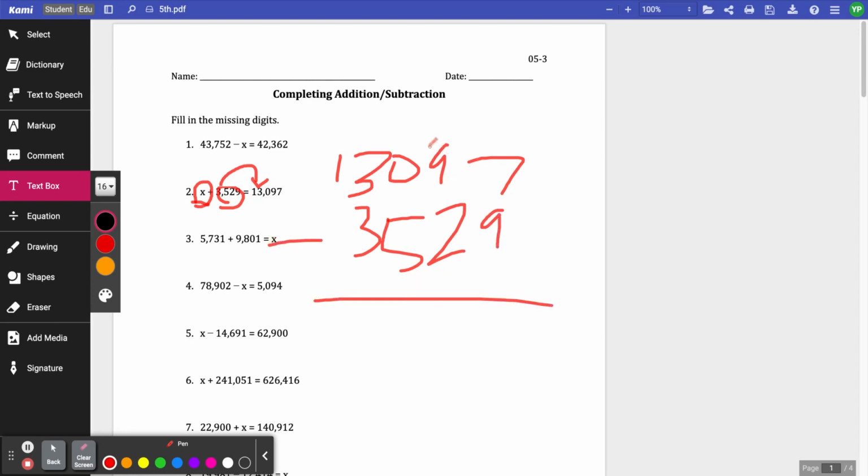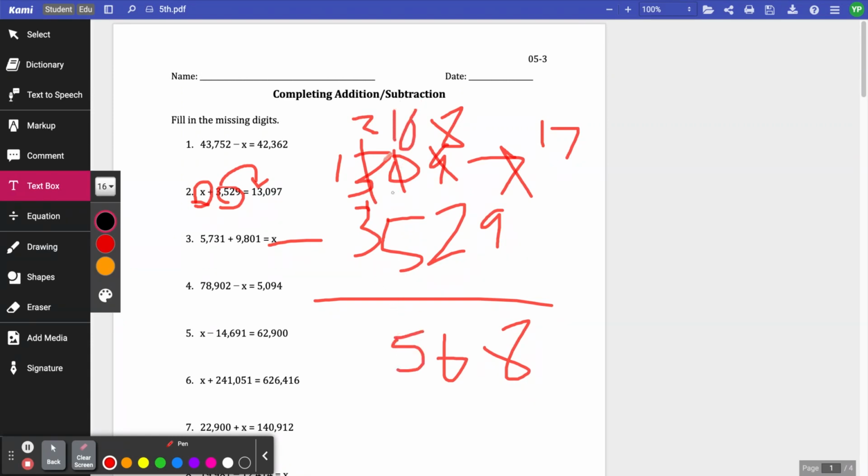7 minus 9, you can't do that, so the 9 becomes an 8, and the 7 becomes a 17. 17 minus 9 is 8. 8 minus 2 is 6. 0 minus 5, you can't do that, so you borrow from your neighbor. The 3 becomes 2, and the 0 becomes 10. 10 minus 5 equals 5. 2 minus 3 is not possible, so you also borrow from the 1. The 1 becomes 0. The 2 becomes 12. 12 minus 3 is 9. And the answer is 9,568.